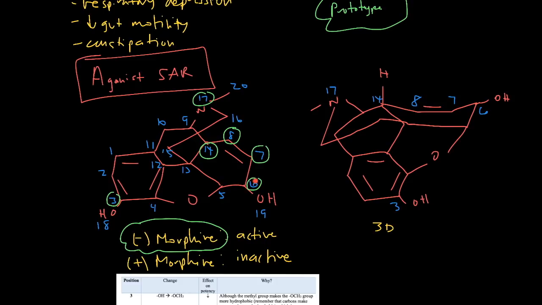You have the 3 position, your 6 position, 7, 8 position, 14 position, and your 17 position. And here's the structure of morphine in the 3 position, which I will explain why it's important later when I explain oxymorphone. So notice how your nitrogen is here. This carbon bridge is actually twisted upside down. Your oxygen ring is here. Here's your 3 position, and your 6 position.